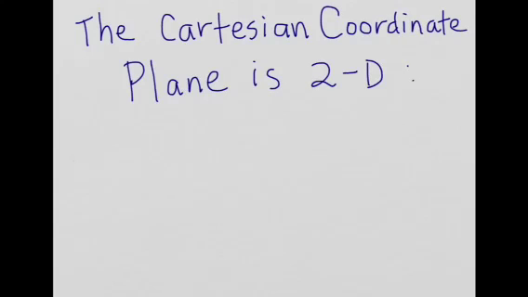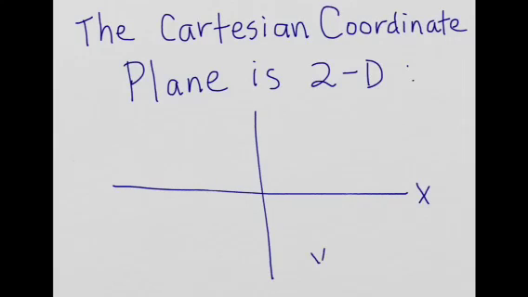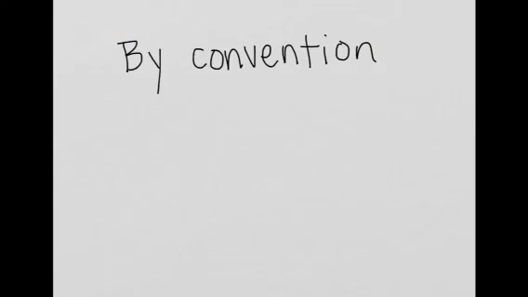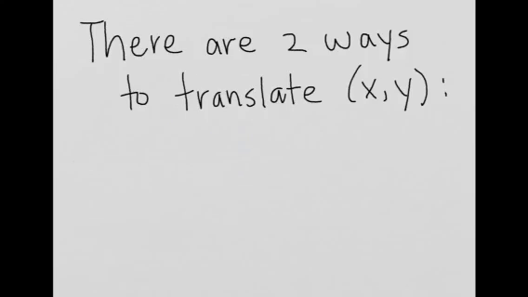It has an x-axis and it has a y-axis. By convention, we write the points that we are going to plot in parentheses with the x coordinate first and the y coordinate second. This is the most important thing to remember when you're translating points.